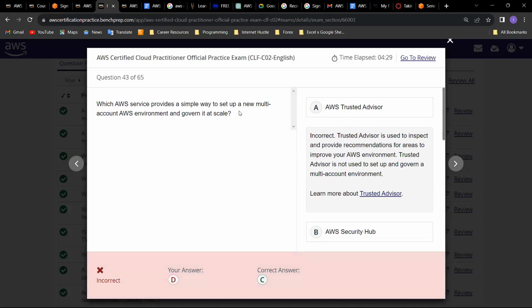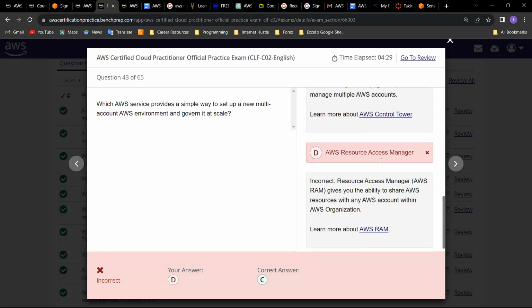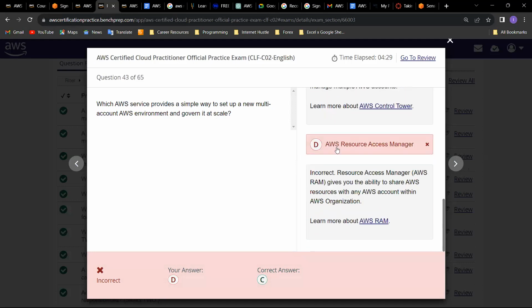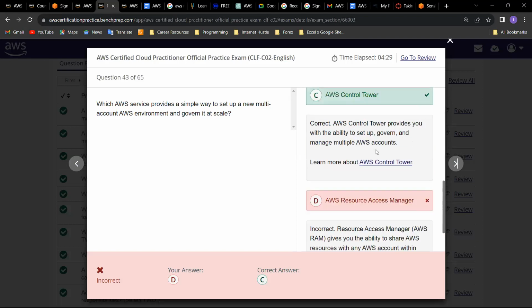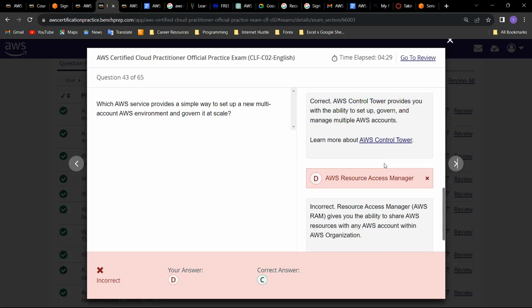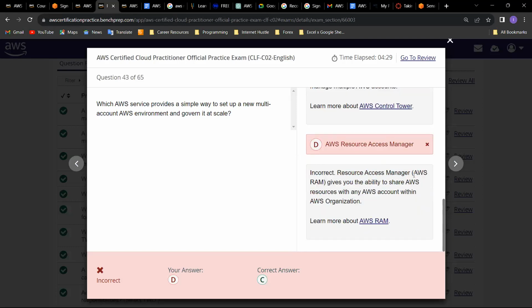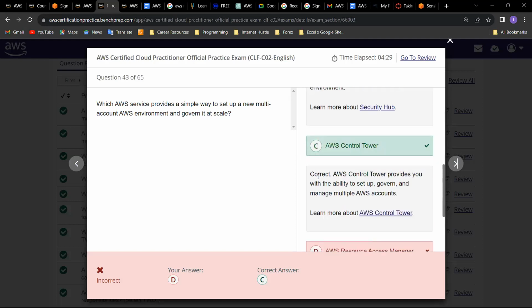Which AWS service provides a simple way to set up a new multi-account AWS environment and govern it at scale? Most of us chose Resource Access Manager. Yes, this one we didn't know. But the right answer is Control Tower. Resource Access Manager gives you the ability to share AWS resources with any AWS account within an AWS organization. And Control Tower provides you with the ability to set up, govern, and manage multiple AWS accounts.